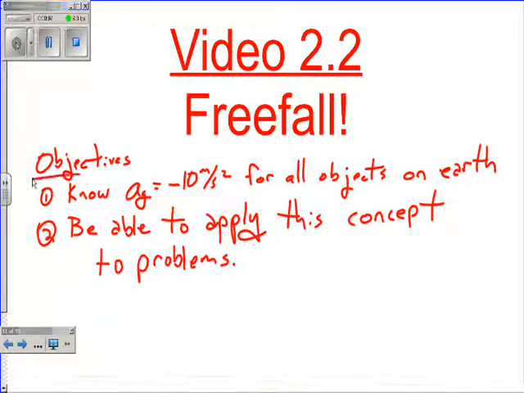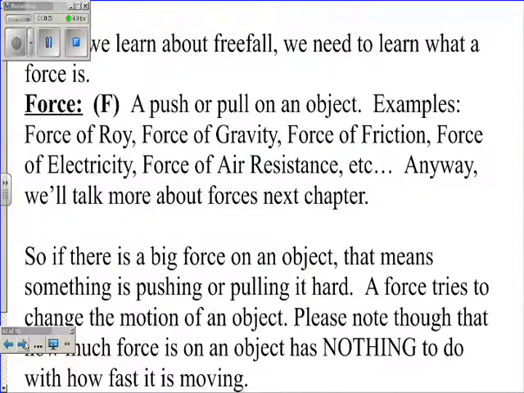I've handwritten the objectives here today. So here they are. By the end of this video, you should know that the acceleration of gravity is negative 10 meters per second squared for all objects on Earth, and you should be able to apply this concept to problems. All right, so here we go.